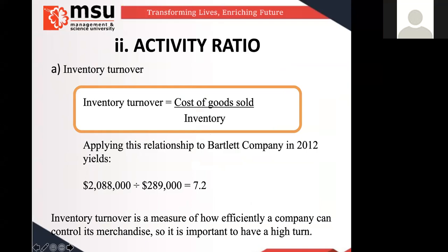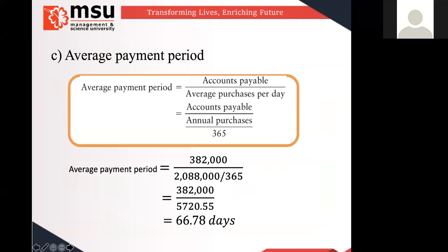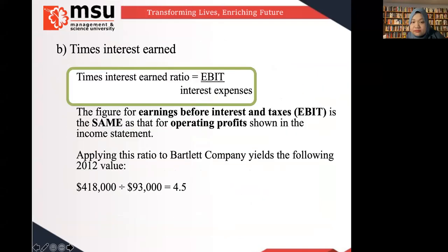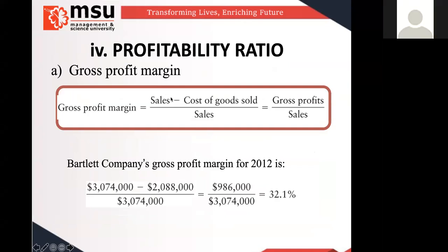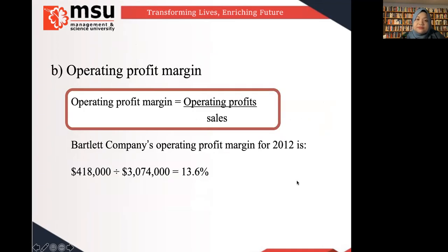Divide or subtract? Divide. Subtract is actually sales minus cost of goods sold, and you will get gross profit. So to make it easy, just take gross profit divided by sales. Same thing. Gross profit divided by sales.